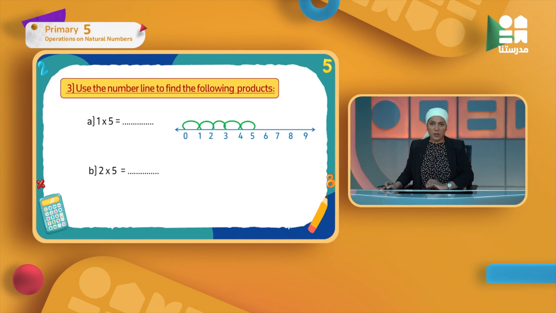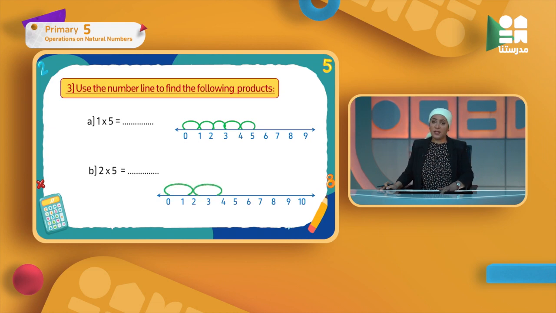Now let's move to another example. 2 times 5, again on the number line. Here I count the 2 also 5 times. So it's from 0 to 2, then 4. It's like jumping or skipping numbers by 2. So it's 2, 4, 6, 8, and 10. So if you count here, I jumped in 2 5 times.